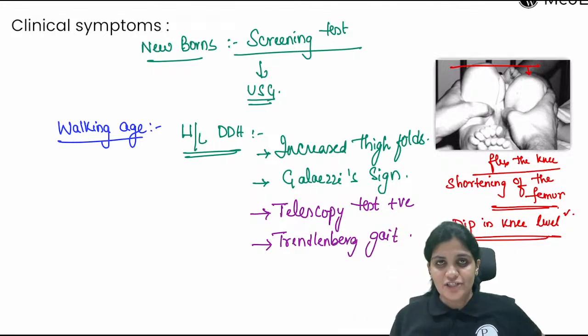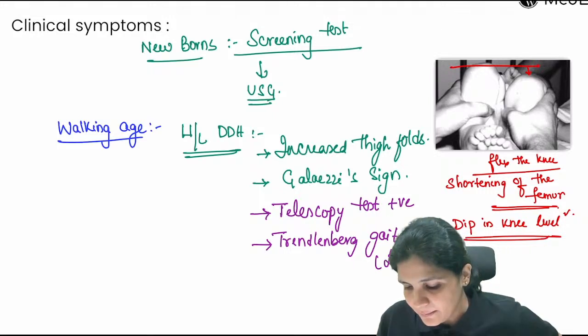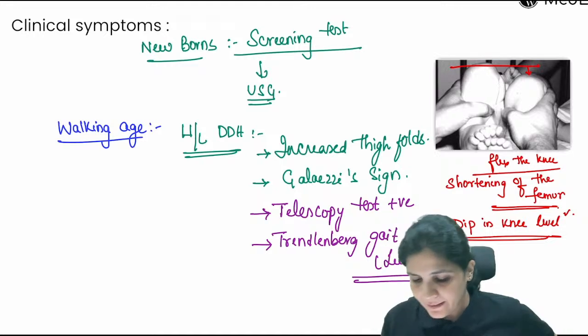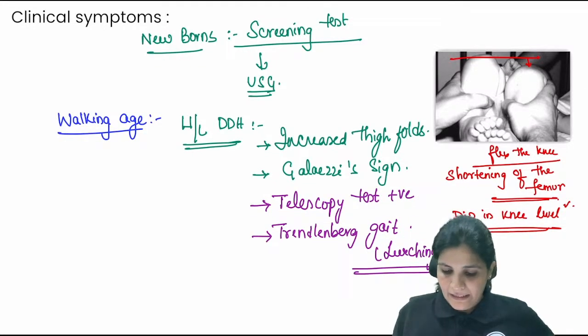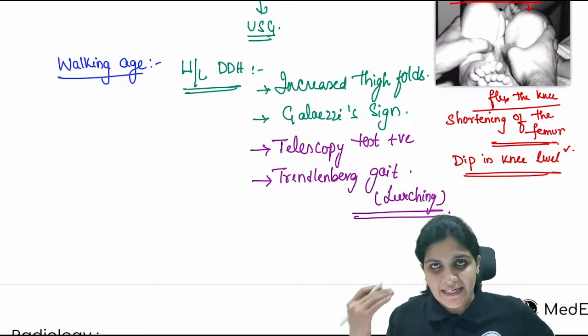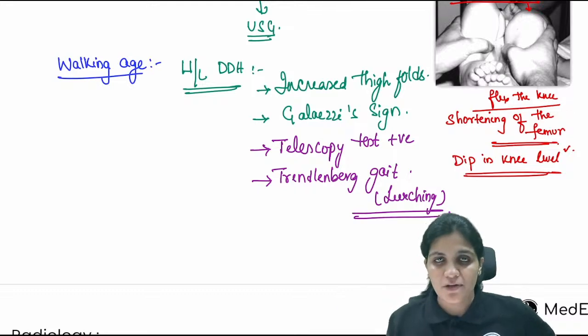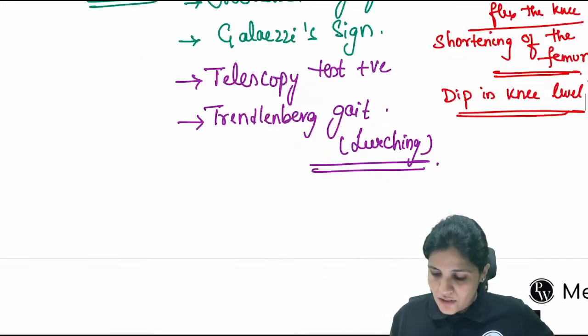That is the lurching. So lurching or the Trendelenburg gait can be seen. Why is all this seen? In the walking age, you see this Galeazzi sign positive, telescopy test positive, Trendelenburg gait positive, right? So this is all because of this.